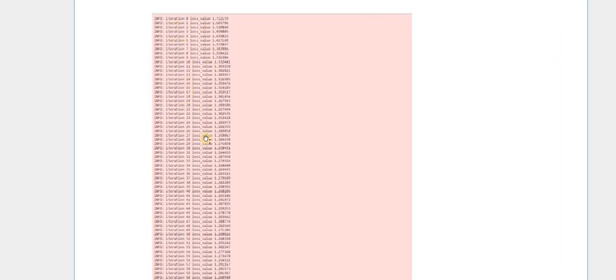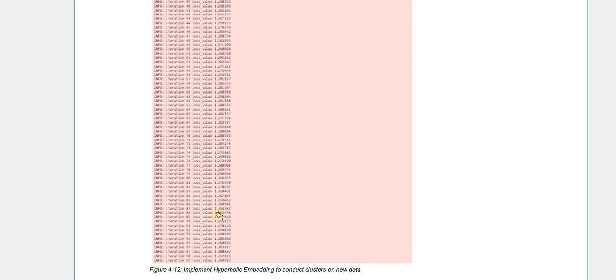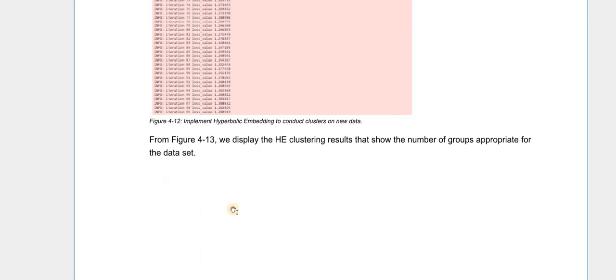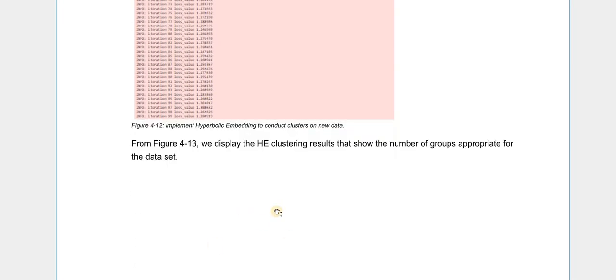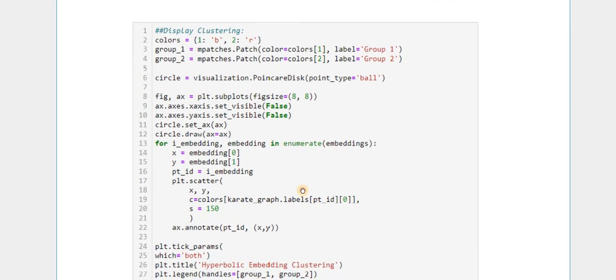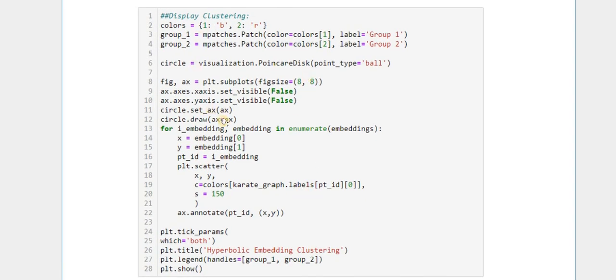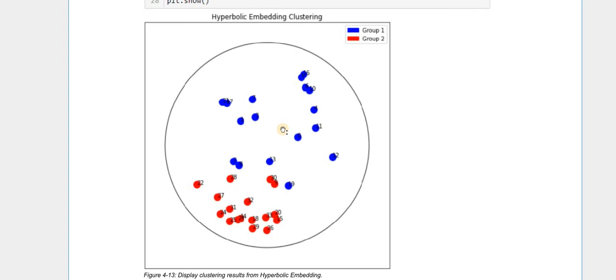And this is the result of that. For each iteration, you have the loss value, and as you can see, it starts pretty high at 1.71 and reduces to 1.28. So it's reducing, which is good, minimizing the loss function. From here, we display the clustering, and as you can see, from this particular data set we have two clusters that are captured by our clustering algorithm, group 1 and group 2.